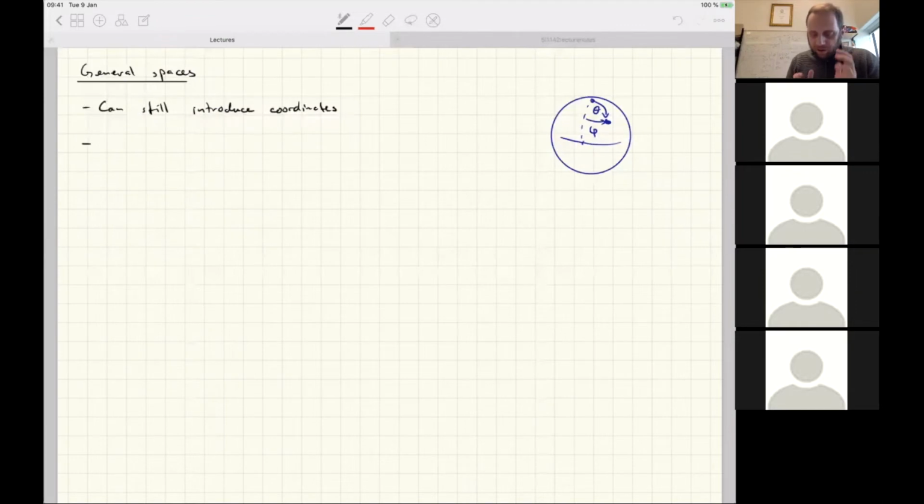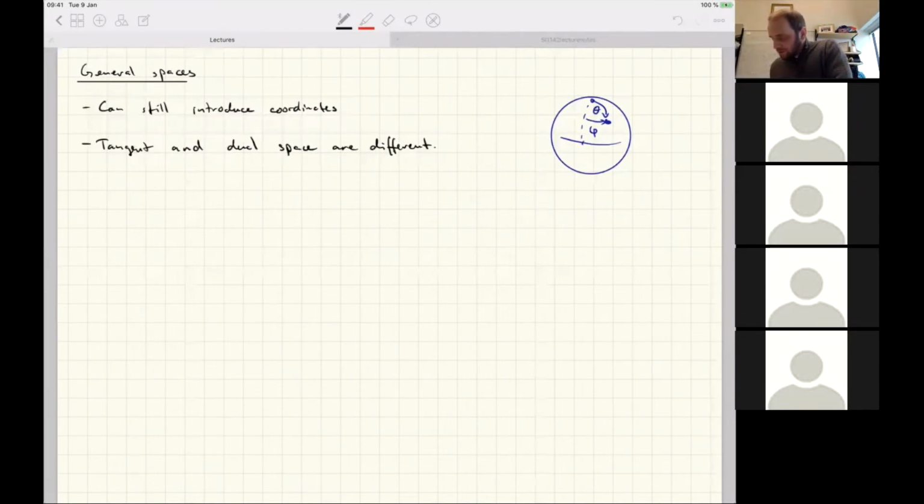One difference, and I'm not going to go too deeply into this, is that the tangent space and the dual space are going to be different. So they are no longer going to be the same vector space. But let me just say the following, that tangent vectors will still have contravariant components.